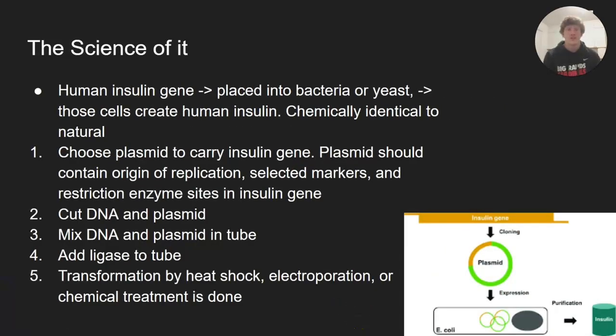The science of it. Basically, scientists take a human insulin gene, place it into bacteria or yeast, and allow it to create human insulin. It's chemically identical to natural insulin. The steps in the process are: first, choose a plasmid that contains an origin of replication, selected markers, and restriction enzyme sites to carry the insulin gene. Next, cut the DNA and add the plasmid so the sticky ends can join together.